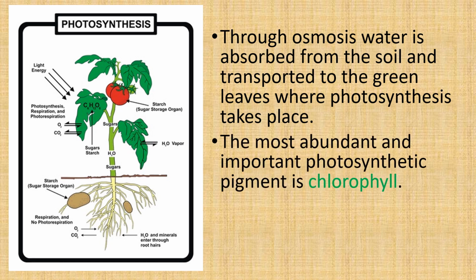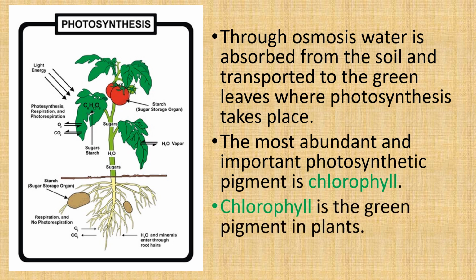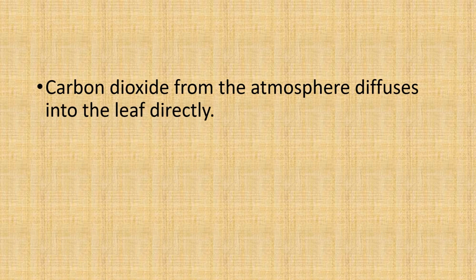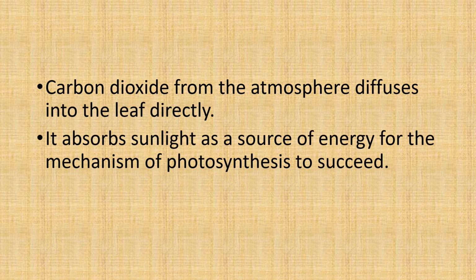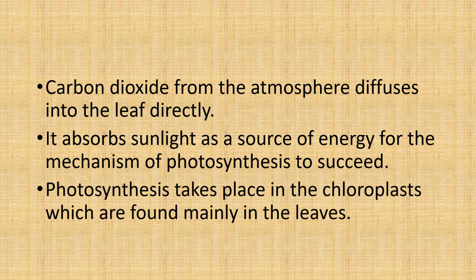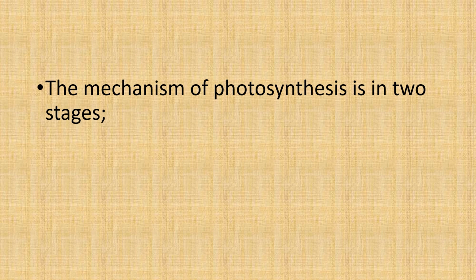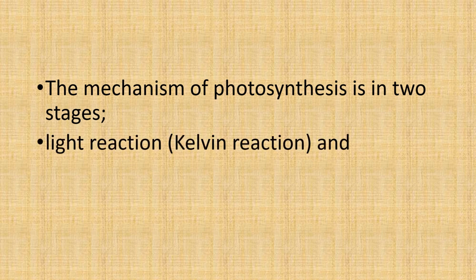The most abundant and important photosynthetic pigment is chlorophyll. Chlorophyll is the green pigment in plants. Carbon dioxide from the atmosphere diffuses into the leaf directly. It absorbs sunlight as a source of energy for the mechanism of photosynthesis to succeed. Photosynthesis takes place in the chloroplasts, which are found mainly in the leaves. The mechanism of photosynthesis is in two stages: light reaction, or Calvin reaction, and dark reaction.